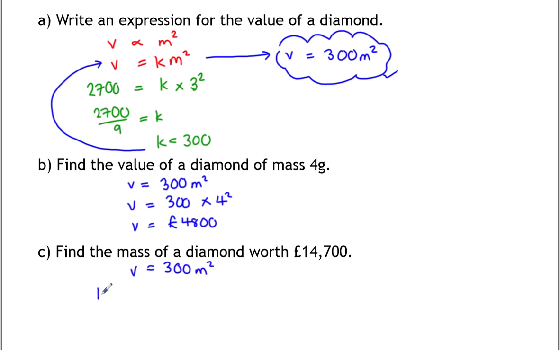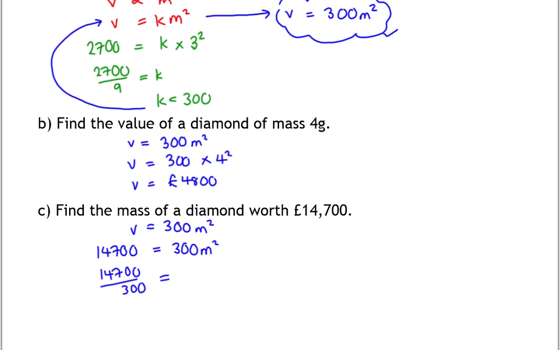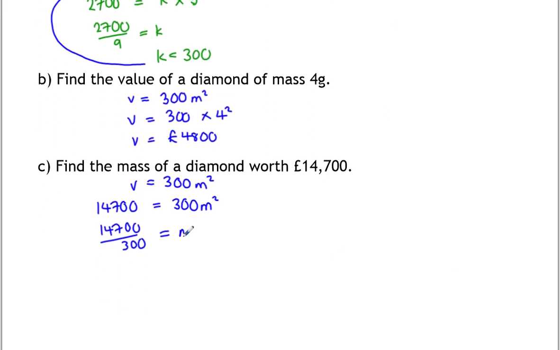Okay, and then part C then, using the same formula, V equals 300 m squared. This time we know the value, so 14,700 equals 300 m squared. I'm going to have to divide by 300. Divided by 300, okay, let's move that down, is m squared. M squared, when you divide it, you can use a calculator, is 49. The square root of 49 is 7.